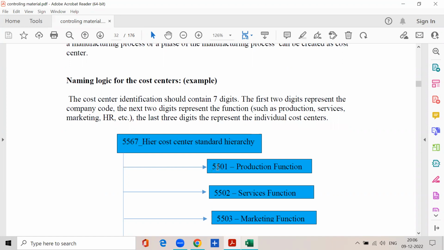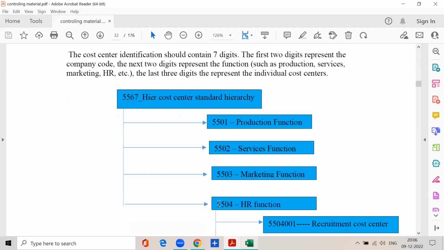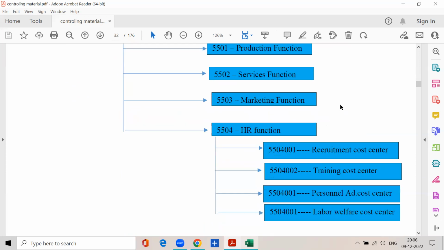Production function. First two digits represent the company code. So 5501 production function, 5502 services function, 5503 marketing function, 5504 HR function. Then under the HR function, you have a number of activities. One is recruitment. Recruitment is part of your HR function.